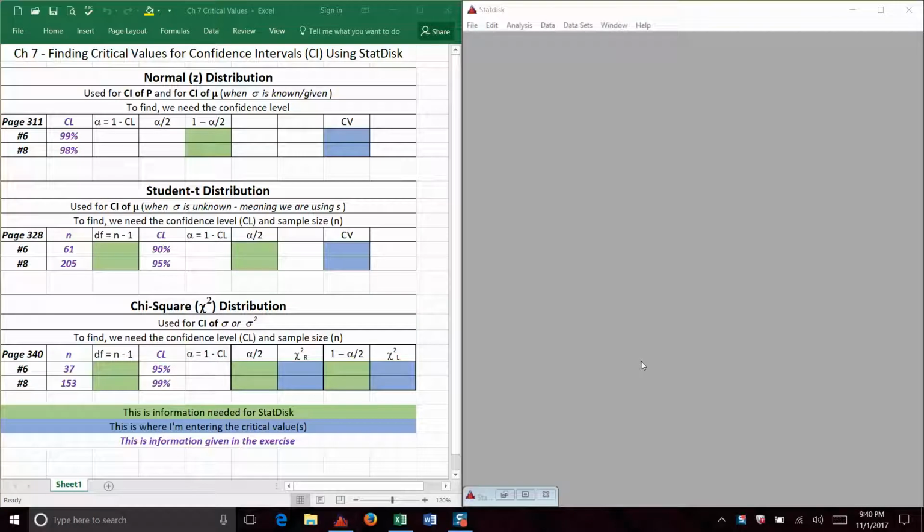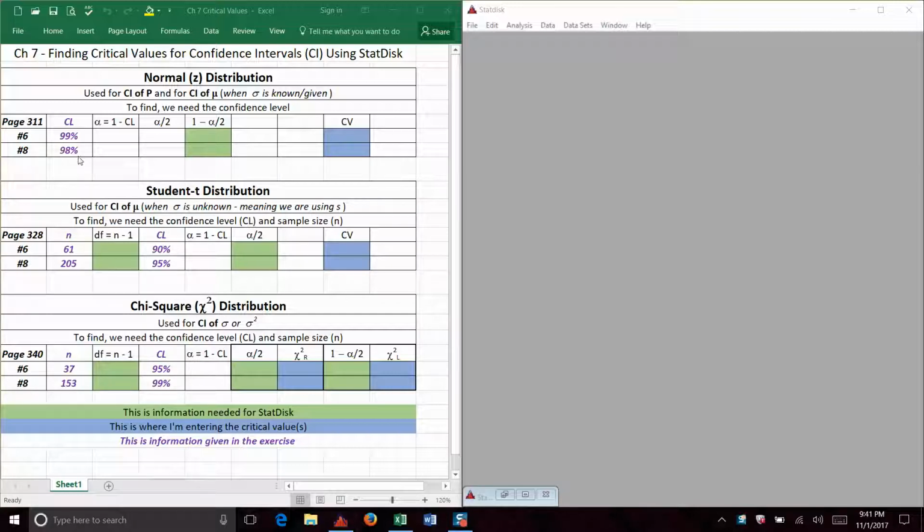This video is for finding critical values for confidence intervals using StatDisk. What I've done is I've split up the three different distributions we work with: the normal distribution, the student t-distribution, and the chi-square distribution. In the two lines below each, I have what we use them for and the information that we need. And for each of these, from the textbook, I took two of the exercises for each.